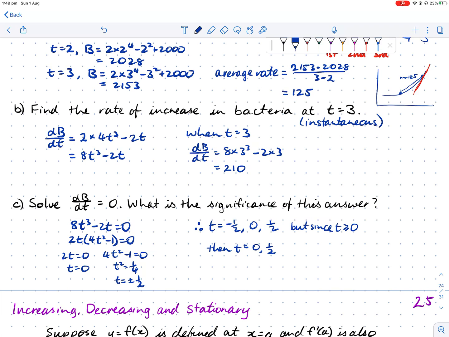Now, we need to work out what this means about the graph. When we solved that the gradient was equal to 0, what we knew was that the tangent was horizontal. So at these two points, at 0 and a half, what would probably have happened is this graph would have come up, gone flat, and might be coming back down. Or it might have gone down, gone flat, and be coming back up. So at this particular point, that's what we're actually trying to model.